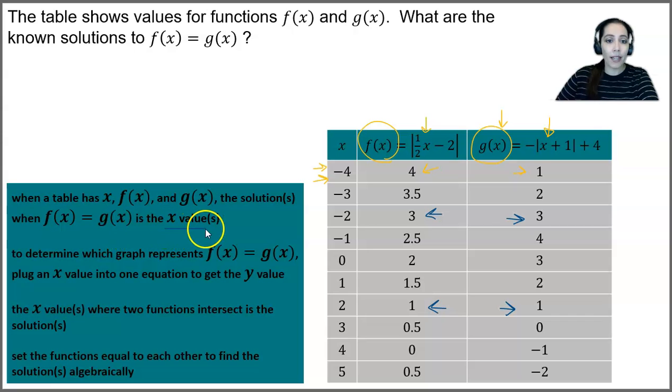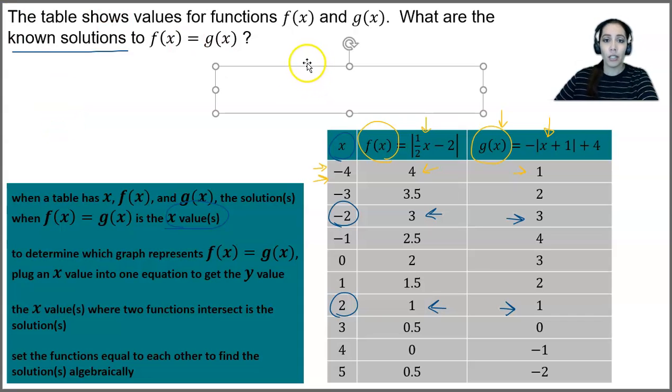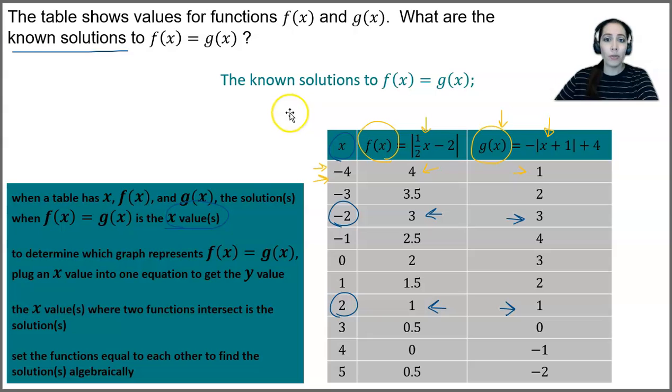And how do you write that? It's the x values. So the x value right here was -2 and +2. Now the problem says known solutions because there could be more solutions. They only gave you a snip of the chart. They didn't give you the whole chart. So we can write here the known solutions to f of x equals g of x is when x equals -2 and when x equals +2.